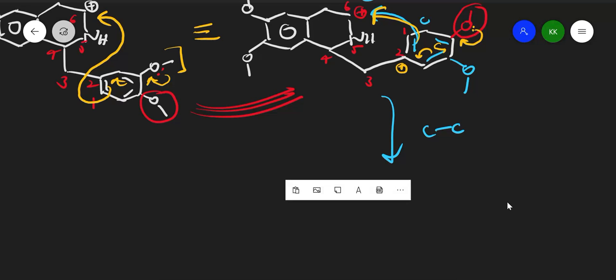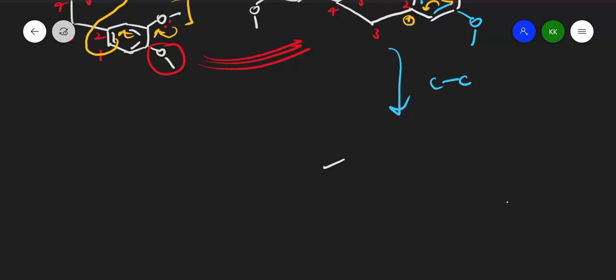So directly can I write it like this? So here you will get it. It will be like this, the ring with OCH3, OCH3, like this. So here the ring formation has happened, a 6-membered ring like this, right?